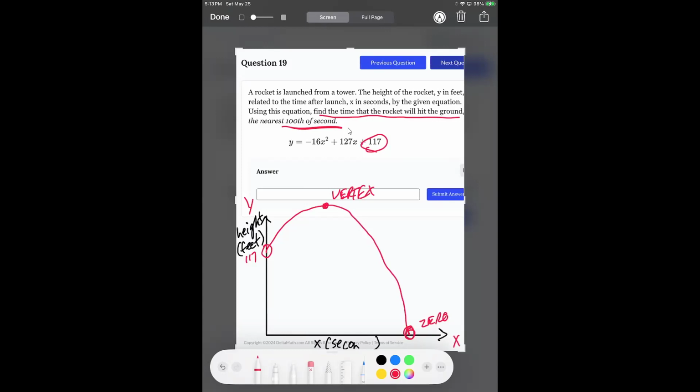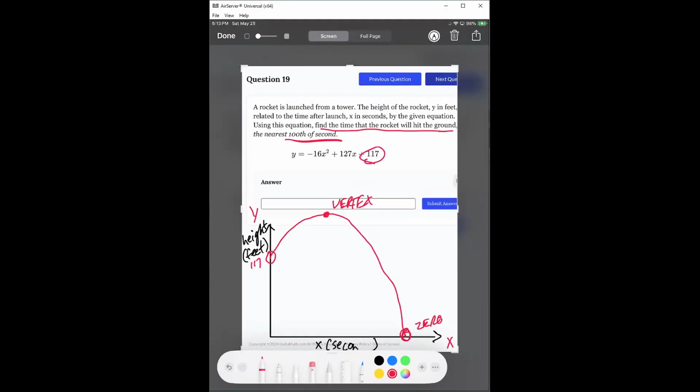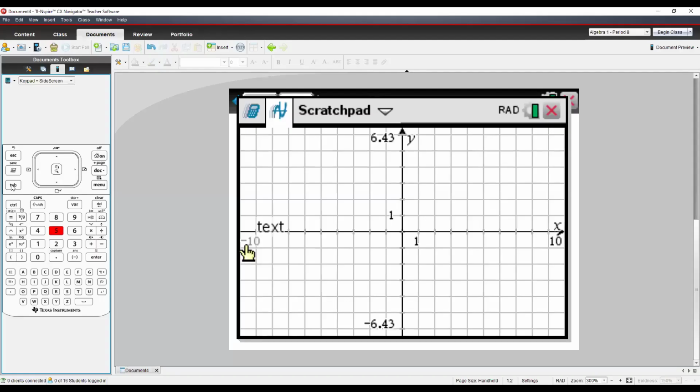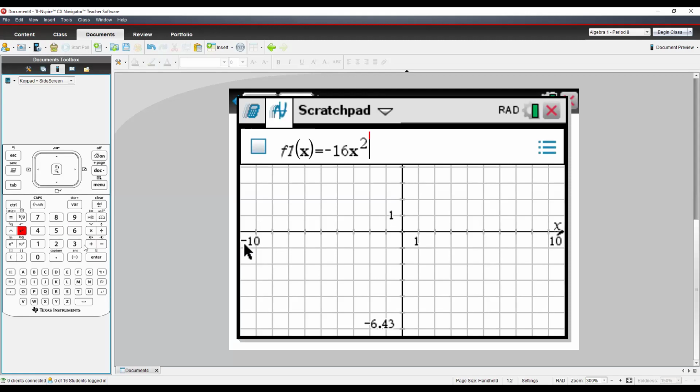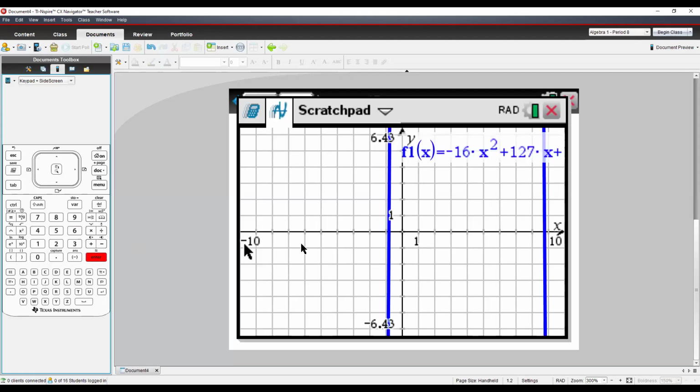But let's do that. Let's go to my calculator and enter this function. Where's my calculator? Pull it up. Here we go. Press tab. I'm going to put in -16x squared plus 127x, and then plus 117. All right, now you don't see it. I'm going to change the window so I can see this.